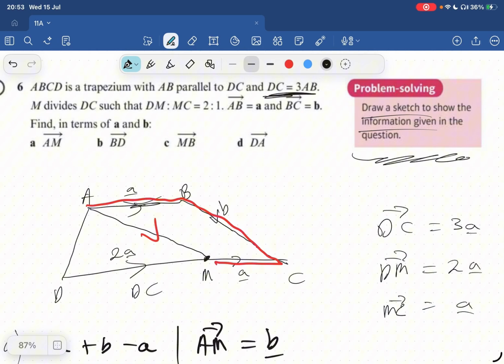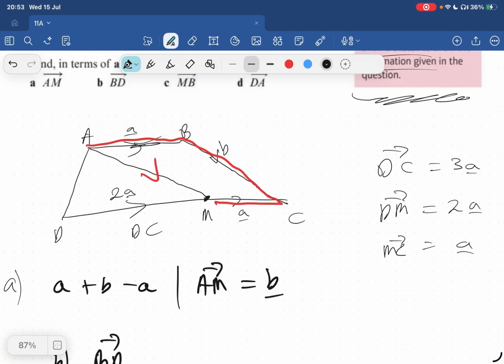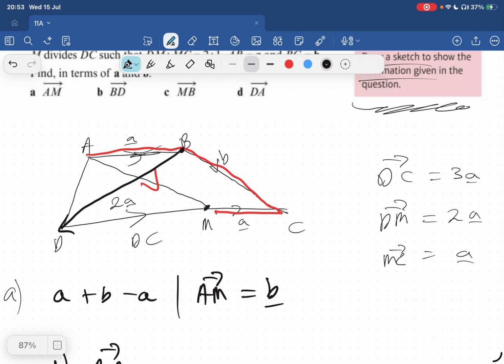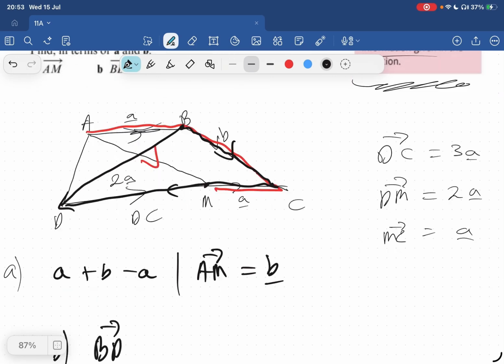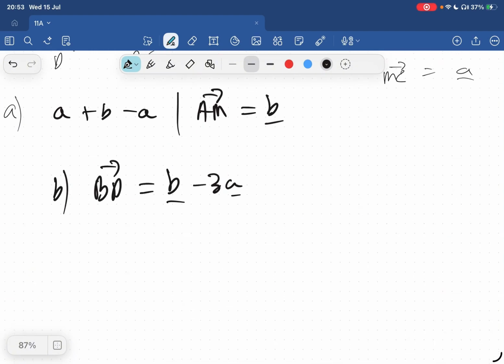Next one, B to D. So where do we start? Let's start with B and let's go to D. We're not going to go this way now because we don't have the information. That means we've got to go the other direction. So we're going to go down here and across here. So down B and negative 3A. Down B and negative 3A. So that's our B to D.